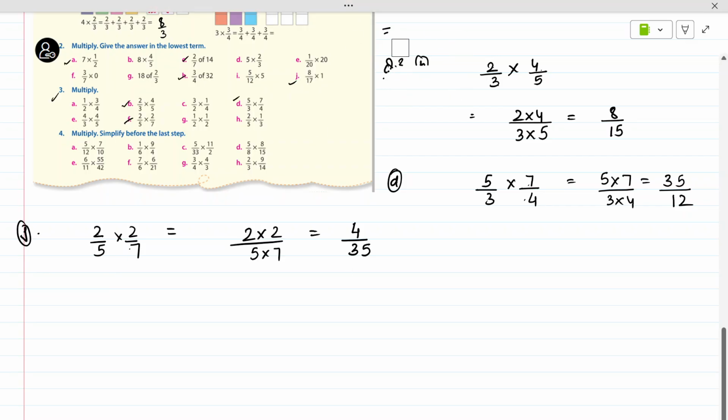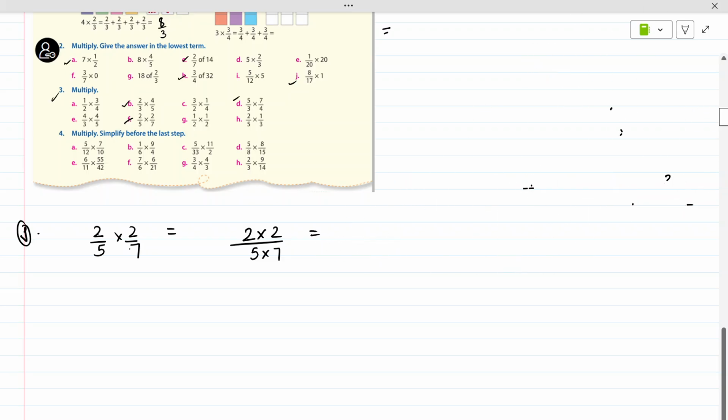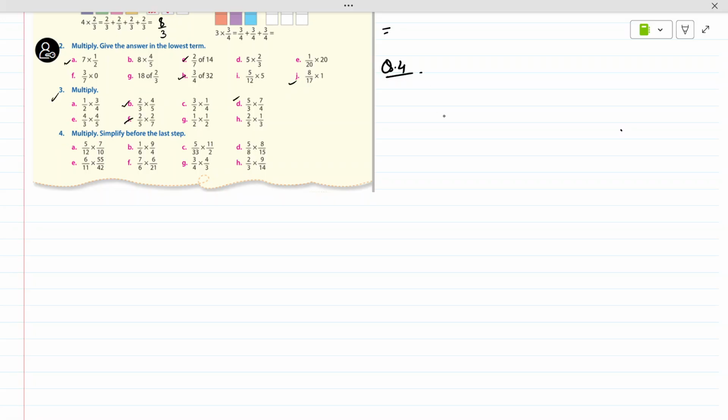In question number 4, what we have to do is we have to multiply them first. And once we multiply, we get the product. We have to simplify before the last step. What does that mean? That means if we are able to divide the numerators with the denominators, we have to do that. We have to reduce the fraction to its lowest term here. Okay, let's do it. Question number 4, B part.